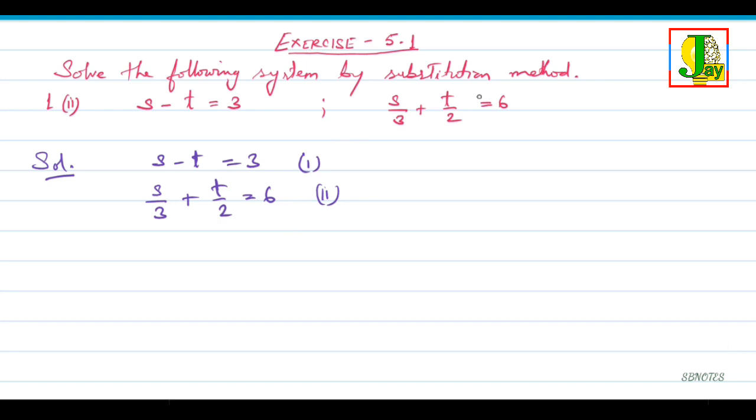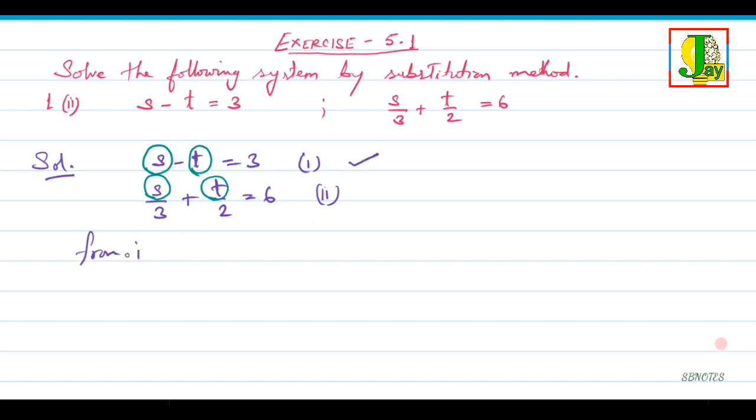Now you can easily see the variables. In the first equation we have s, t, and in the second equation also we have s and t. So we have two variables and two equations. Now our first step is to choose one of these two equations. I think the simpler one is better, so let us choose the first equation.